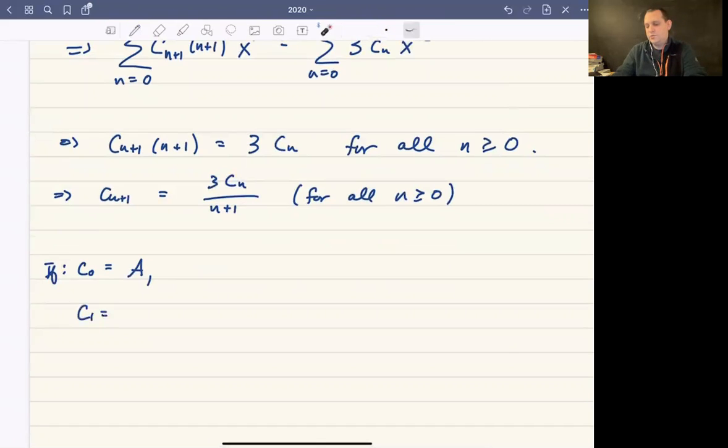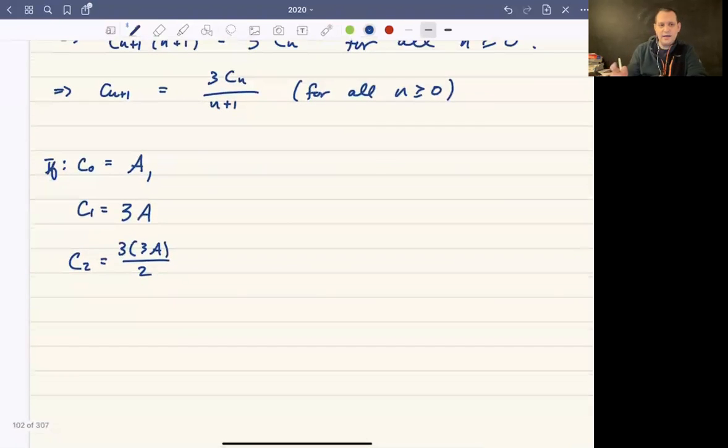Well, c1 is what we're going to get when we plug in n equals 0. So that's going to be 3 times the previous term over 1. So in our case, that's going to be 3a. C2 is going to be 3 times the previous term divided by 2. I am not going to simplify since we're trying to find a pattern here.